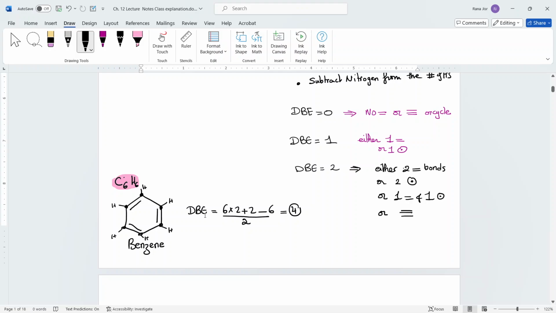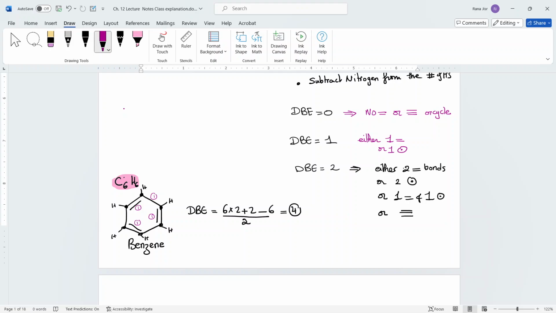You can follow the rule that says every double bond is a DBE of 1. And every cycle is a DBE of 1. So what do I have here? I have 1, 2, 3 double bonds. And then I have a cycle in there. So this means that I do have a DBE of 4. So you know immediately that you have a DBE of 4 without plugging in and doing the calculation.